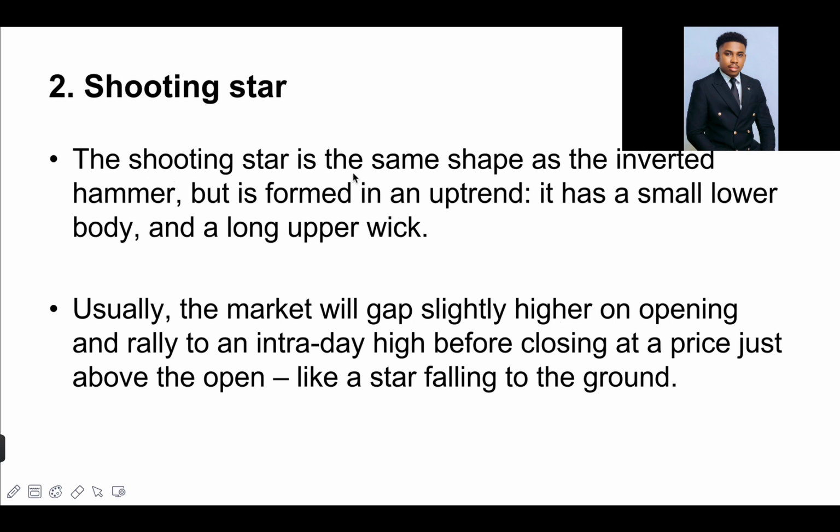Next, we have the shooting star. Now, the shooting star is the same shape as the inverted hammer, but is formed in an uptrend. It has a smaller lower body and a long upper wick. Usually, the market will gap slightly higher on open and rally into an intraday high before closing at a price just above the open, like a star falling to the ground.